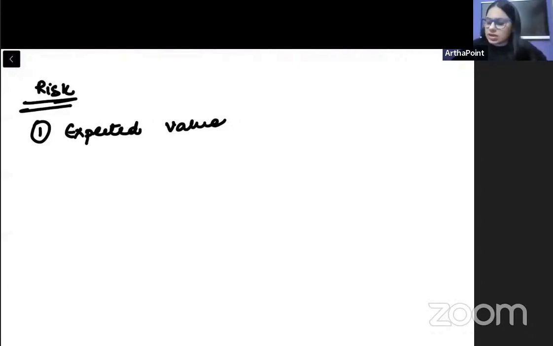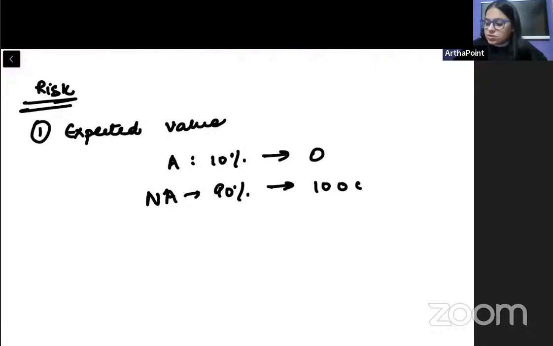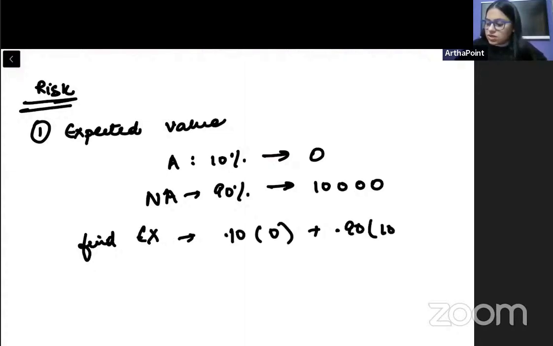Expected value is very basic. If I tell you that the probability of accident is 10% and under accident you will get 0, and the probability of no accident is 90% and under no accident you will get 10,000, find the expected value. These can be the first kind of questions. So 10% into 0 plus 90% into 10,000, and you will get the expected value.